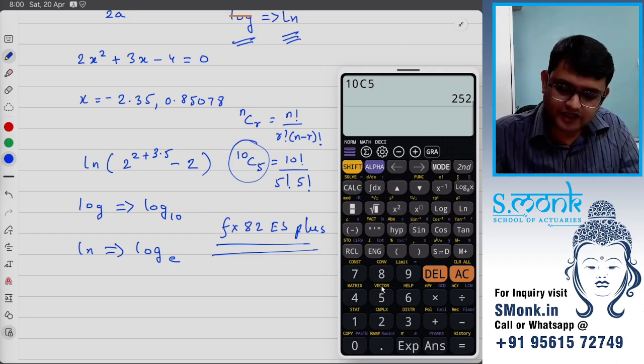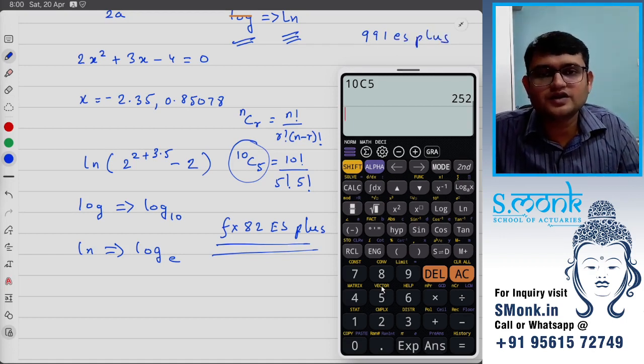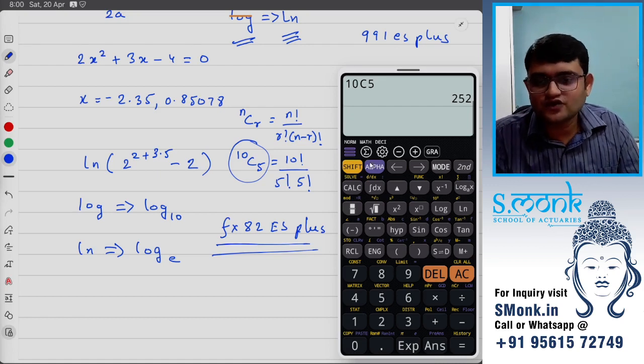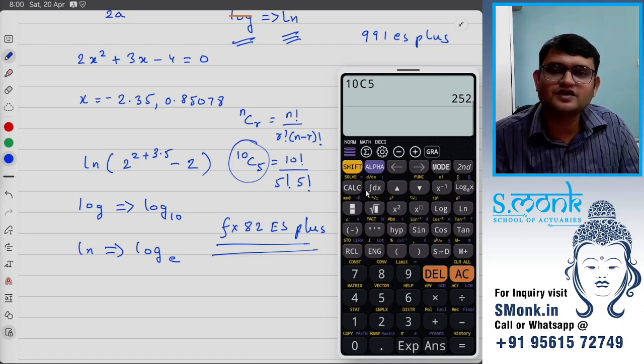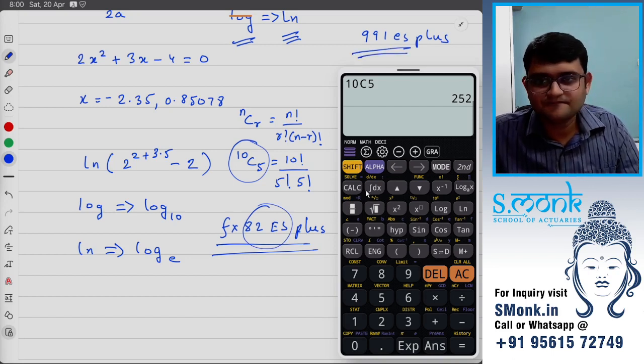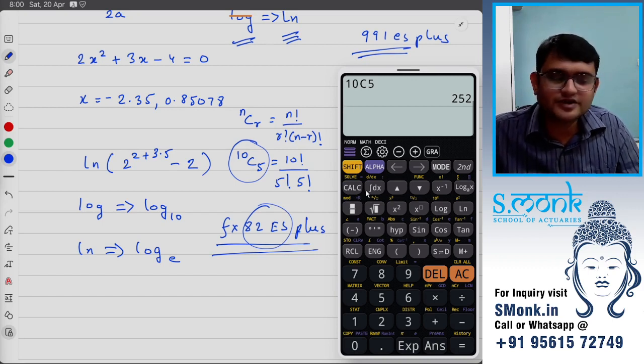Just this 991 ES plus, this is more common in colleges. That is why I recommend that. And there are a few things. Differentiation and integration is something that is not part of this 82 ES plus, but it is part of 991. Even though you can do differentiation and integration without the calculator, if you have it, especially if you want to check, it becomes a little bit easier.